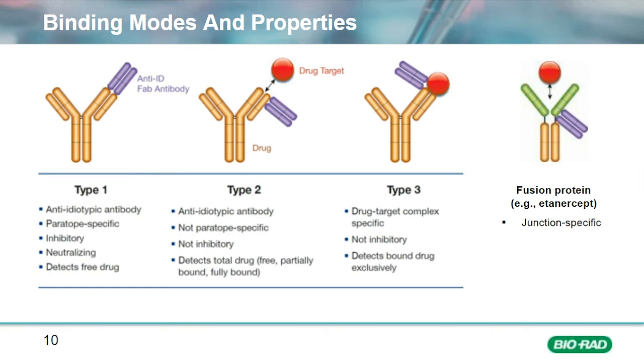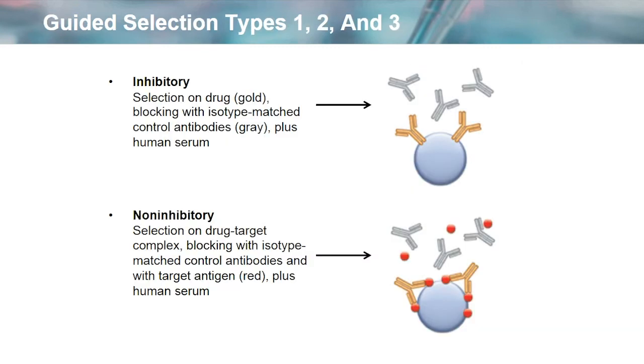In terms of how we generate the anti-idiotypes given in the first three examples in the previous slide, this slide illustrates the panning methods we use. So there are different panning methods to generate inhibitory and non-inhibitory antibodies. So for inhibitory, it's quite simple.